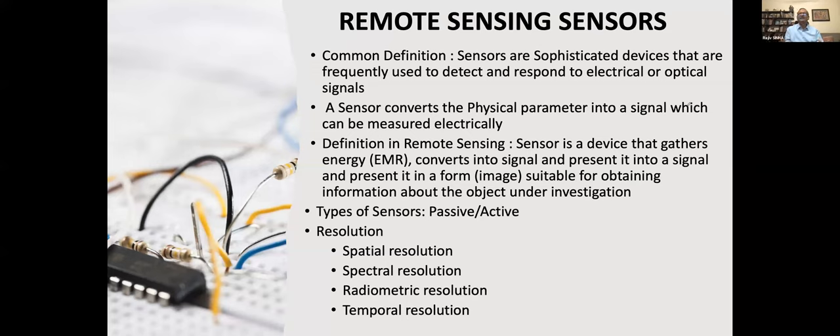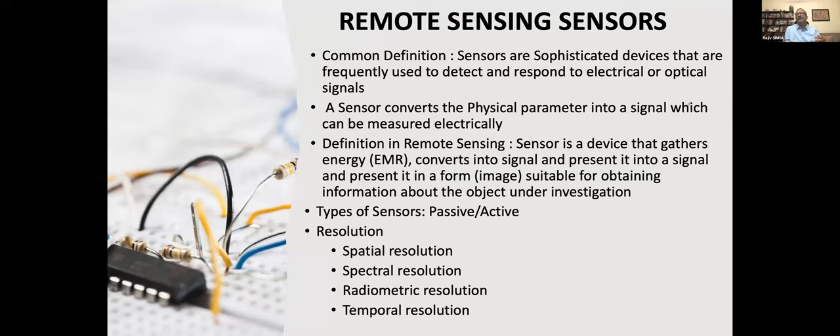So what the sensor is doing is converting a physical parameter into a signal, often a quantitative parameter, which can be measured electrically or optically, for example. Now, in terms of remote sensing, we have just seen how the electromagnetic radiation energy is available for sensing.